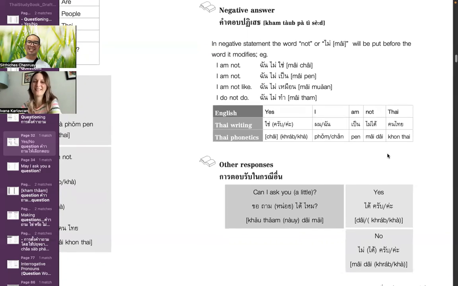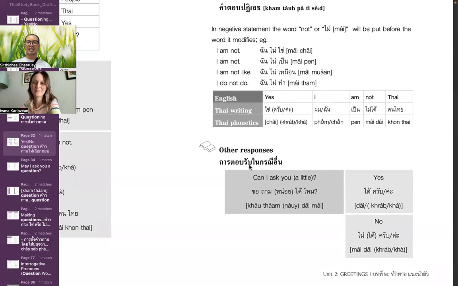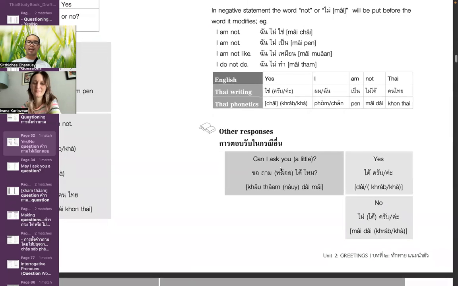So, the next, the other responses. For example, we talk about the word ได้ไหม, right? ได้ไหม means can I? Can. ขอถามหน่อยได้ไหม. หน่อย means a little. ขอถาม. Like you are going to have some questions.